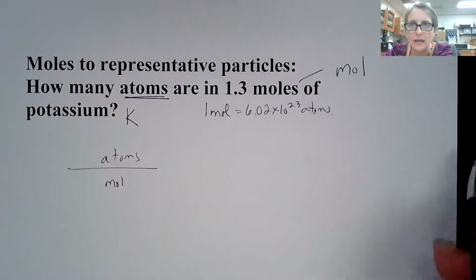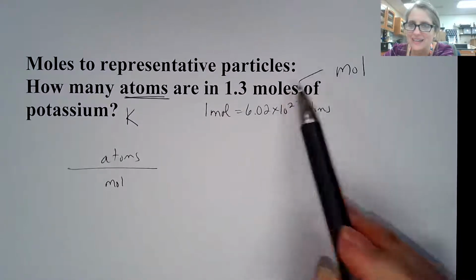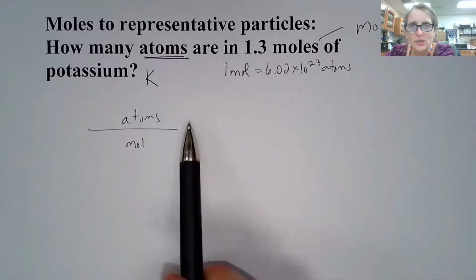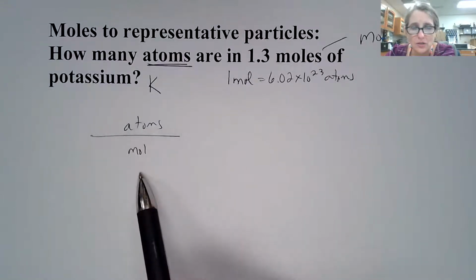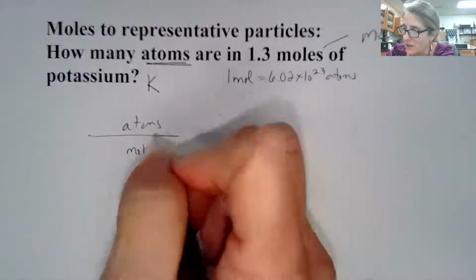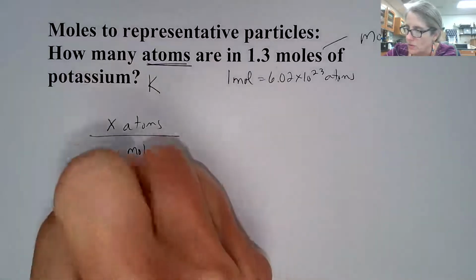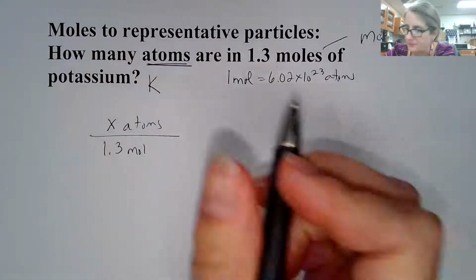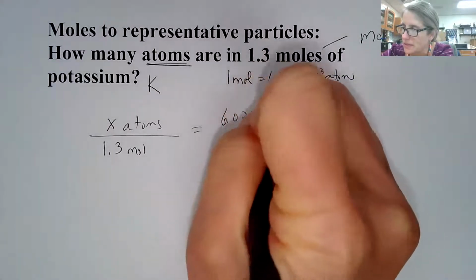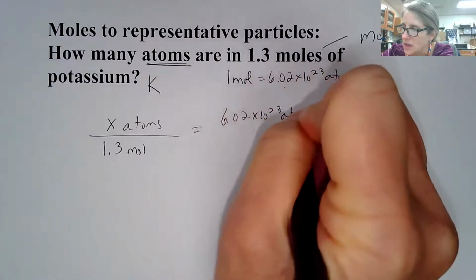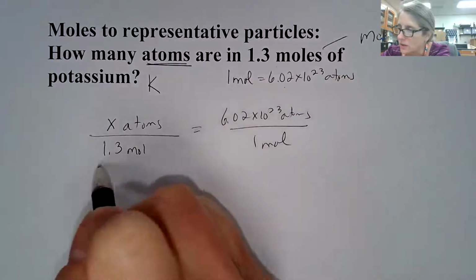And you're going to say, really, that's not much of an abbreviation. We dropped the E for mole. But that is what you're going to see in most chemistry textbooks: MOL is the abbreviation for a mole. So I want to know how many atoms, so that's my X, in 1.3 moles. So I'm going to write 1.3 on the bottom. So what do I know about atoms? Well, I know 6.02 times 10 to the 23rd atoms is equal to 1 mole. So we're going to cross multiply.